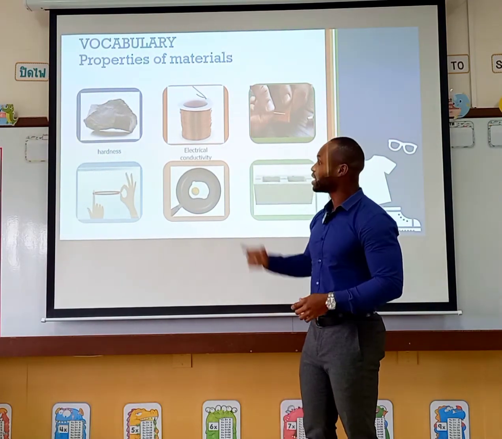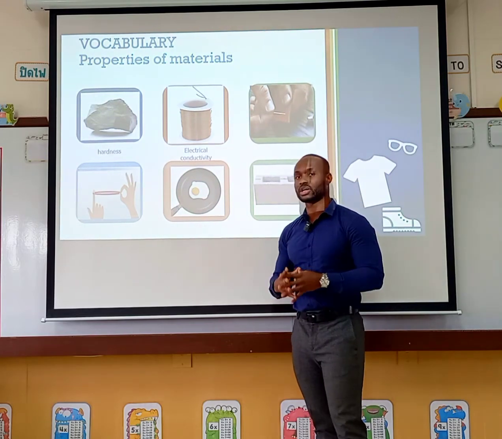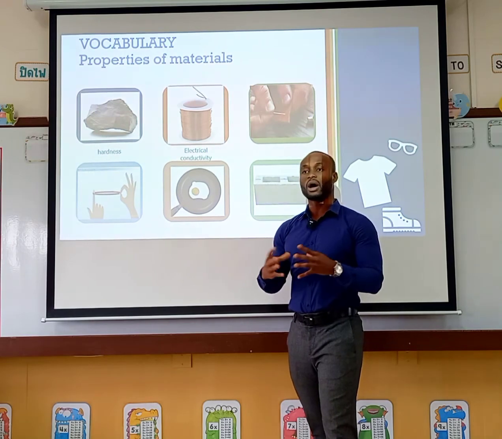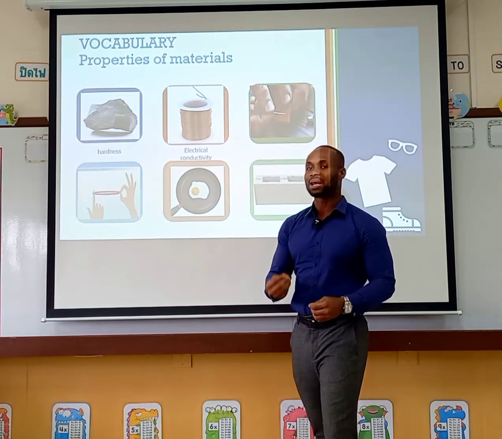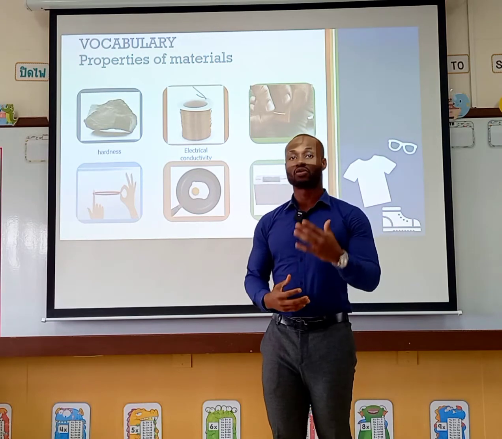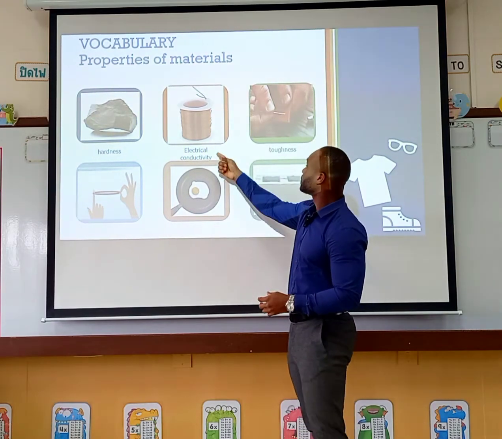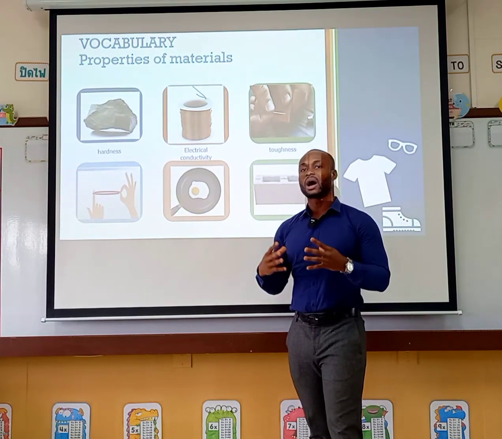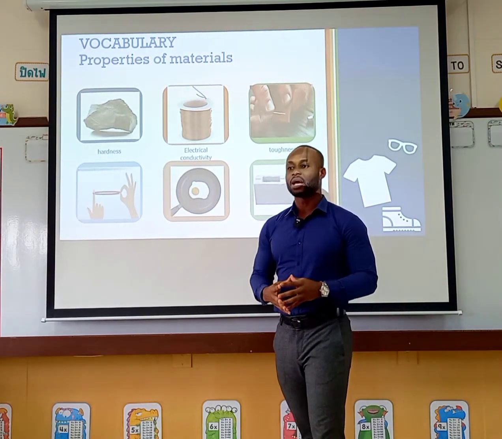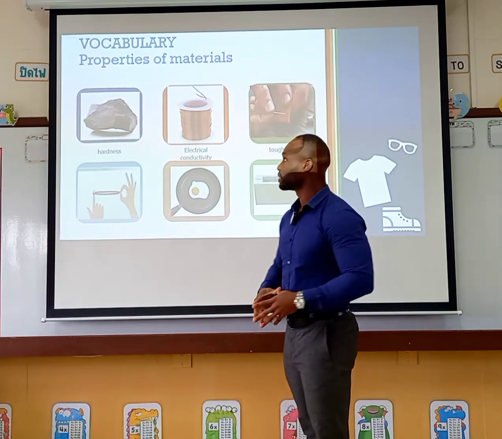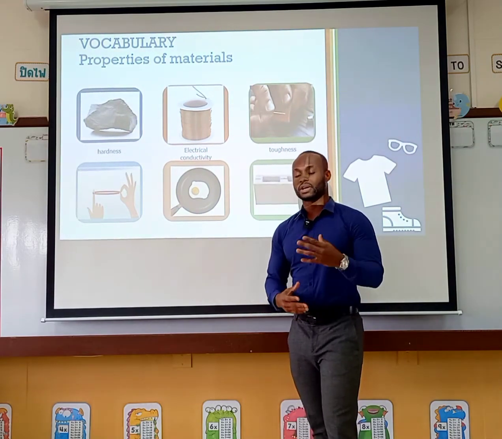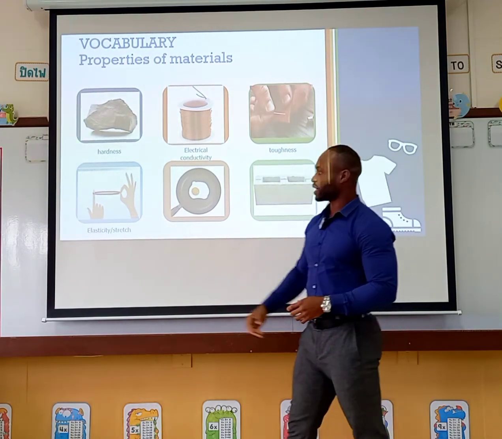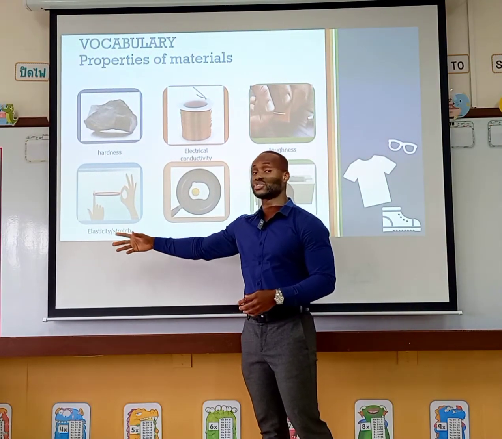Okay, so hardness. The second one is electrical conductivity. These are materials that can allow electric current to flow through them. Okay, and the third one is toughness. Materials that are tough can withstand pressure, okay? For example, leather, plastic bags are examples of toughness, okay? The next one is elasticity or stretch.